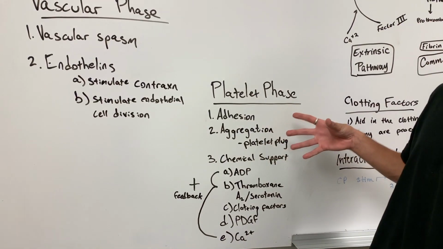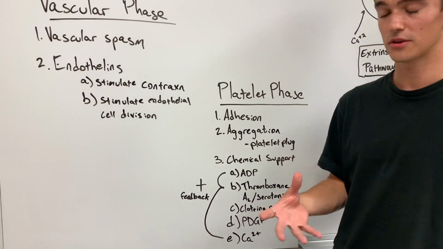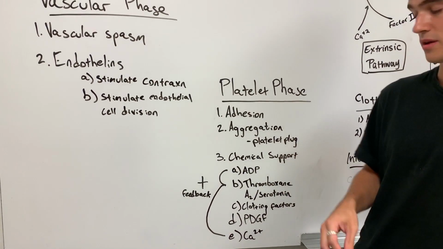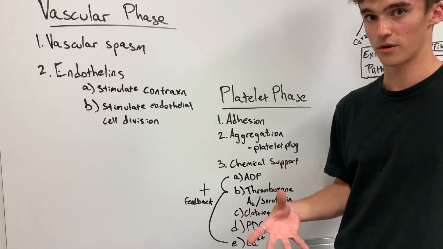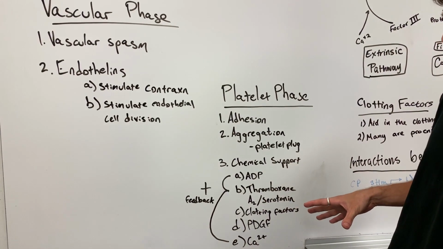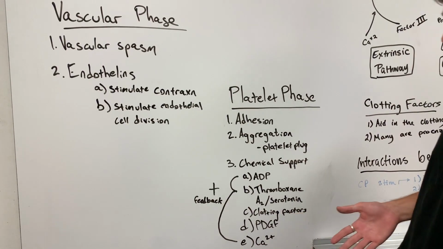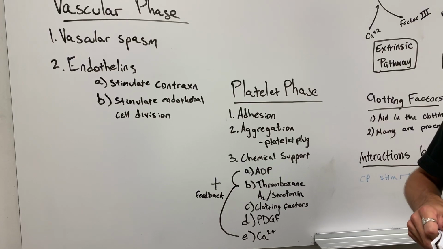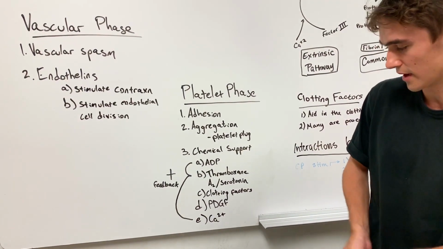And this is when the platelets adhere to the damaged tissue and they begin to aggregate, creating a platelet plug, which mechanically blocks a hole that has been created in the vessel wall. And then the platelets will create chemical agents that will help to support the healing process. The first one is adenosine diphosphate, and then the second one is thromboxane A2, serotonin, then clotting factors, then PDGF. And PDGF is simply just a platelet-derived growth factor, which helps repair the damaged tissue, and then calcium ions.